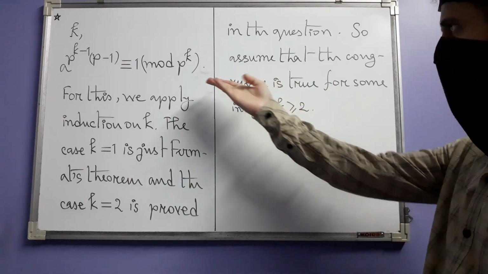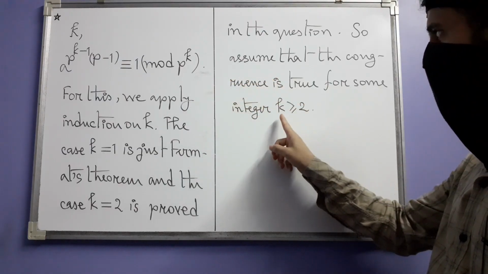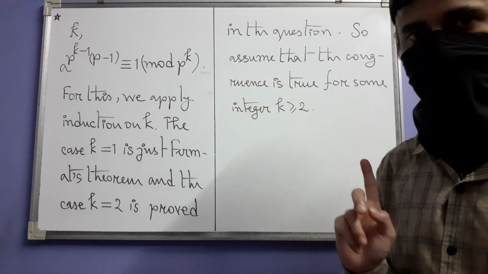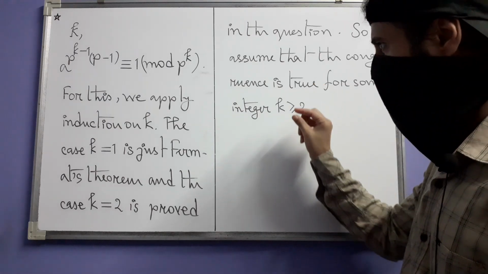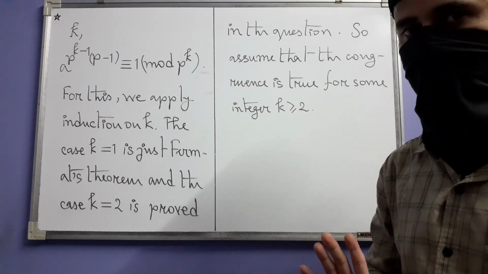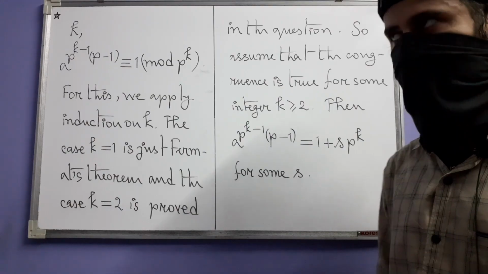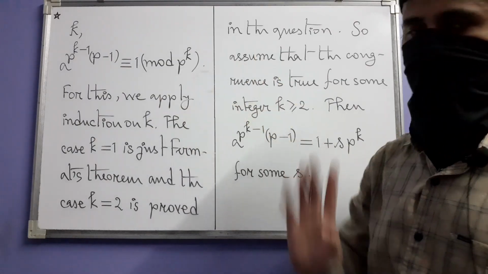So next we make the induction hypothesis. Assume that this congruence is true for some integer k greater than or equal to 2, where this k is arbitrary but fixed. But then what does it mean for this congruence to be true?